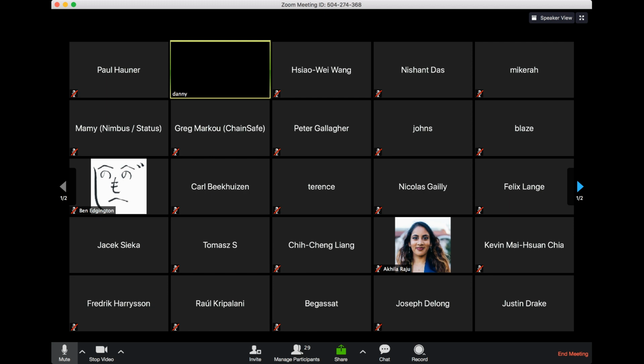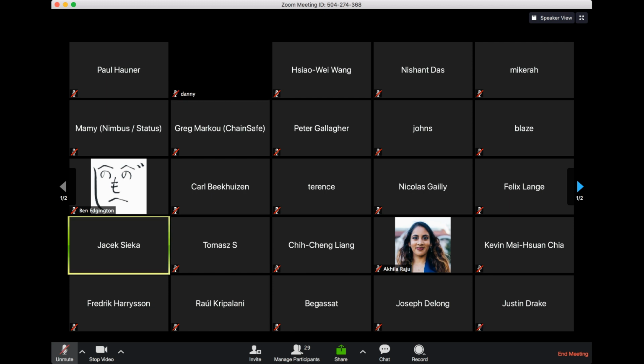Yeah, because generally in protocols, when you upgrade stuff, it's always easy to add things. It's much harder to remove them.